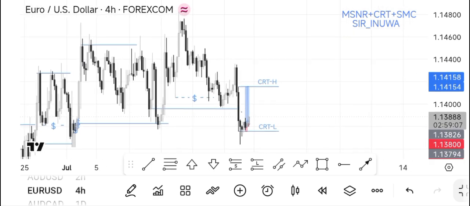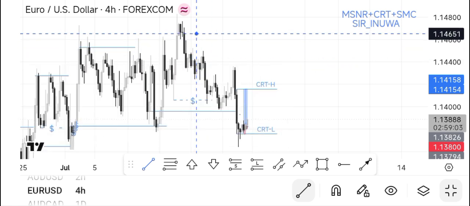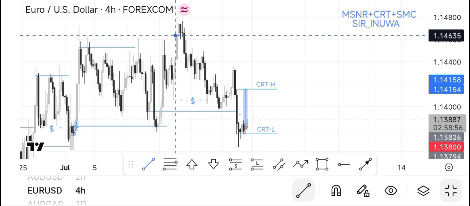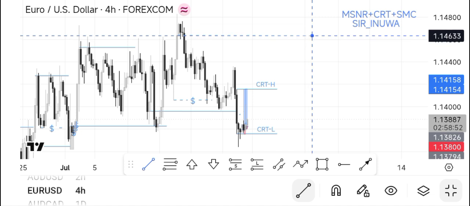So now I'll be expecting the market to retrace back to this. Let me use this QM, or the apex key level here. Let me use this.